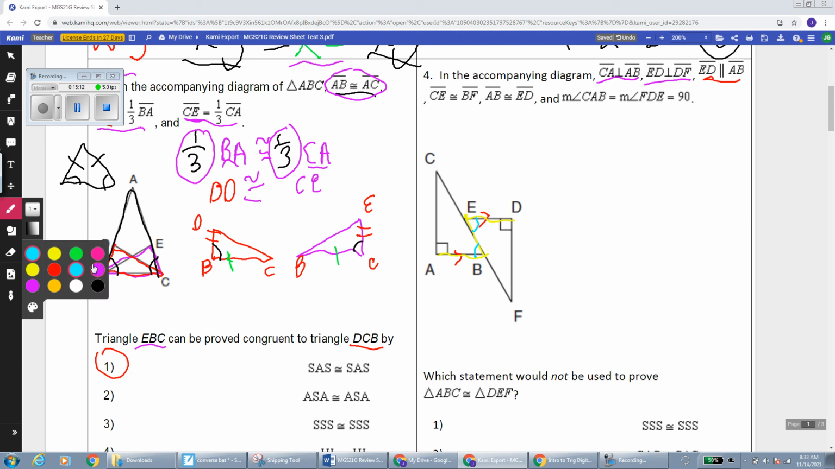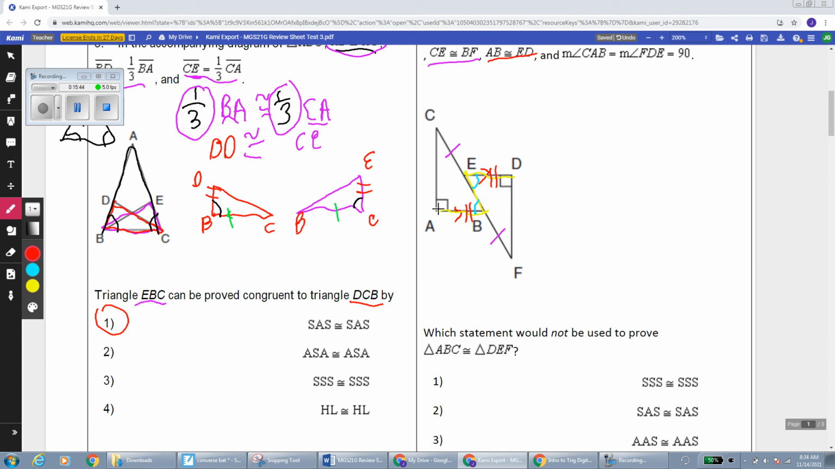Okay. We're also told that CE is congruent to BF. So here's CE and here's BF. And they also tell us that AB is congruent, so it's parallel to ED, and it's also congruent to ED. A lot of marks going on here. So already with what we have at this point in the two triangles, I see angle, side, angle, angle, side, angle. So that definitely can be used to prove the two triangles congruent.